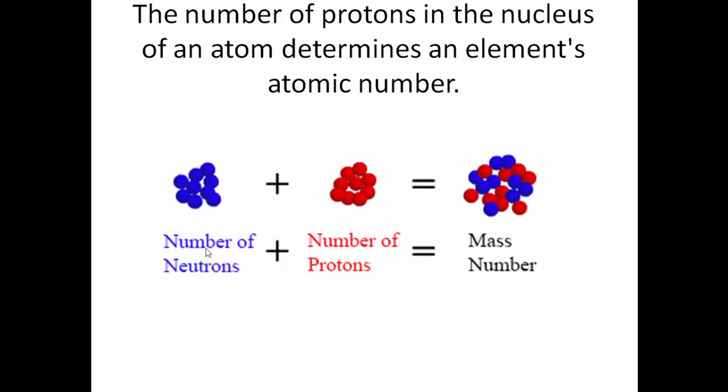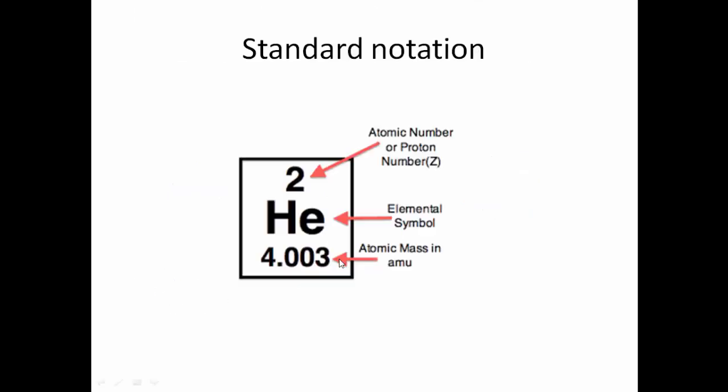Atomic number is the number of protons in the nucleus of an atom. And mass number is the number of neutrons plus the number of protons. This is the standard notation for denoting atomic number and mass number in chemistry.